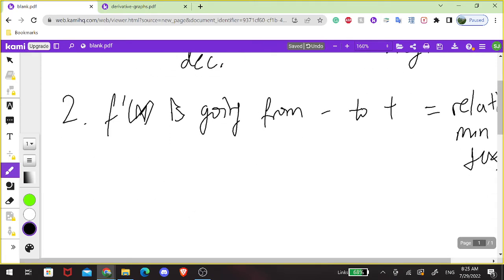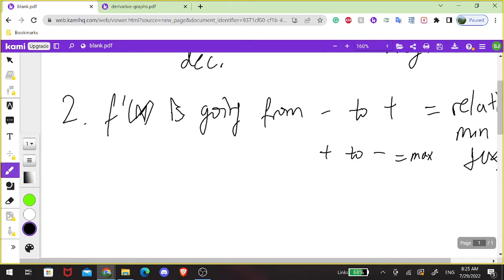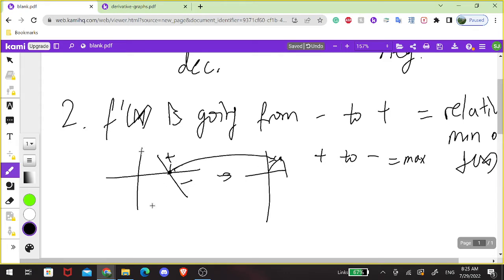And same thing if it's the other way. If it's going from positive to negative, then it will be a relative maximum. If the slope is going from positive to negative, then at that point it's going to be a relative maximum for f of x. So if f of x is going, let's say, from here to here, then at this point it's going from positive to negative, so in the normal graph it will look something like this, and that point corresponds to this point. This is the derivative graph, f prime of x, and this is the normal graph, f of x. It goes from positive to negative, and so we have a relative maximum.